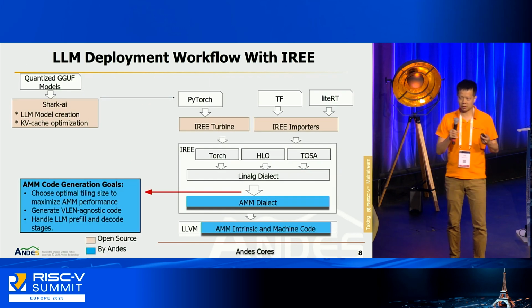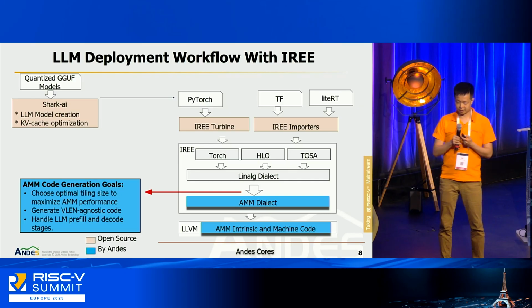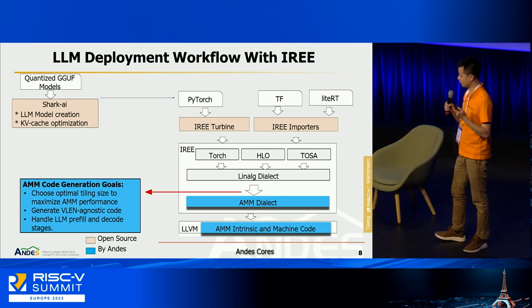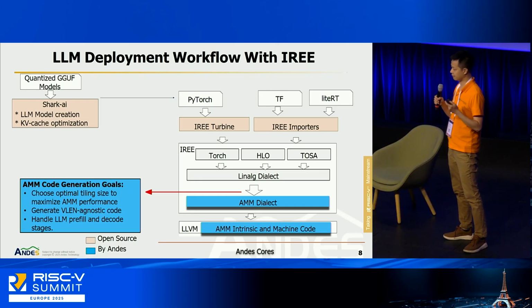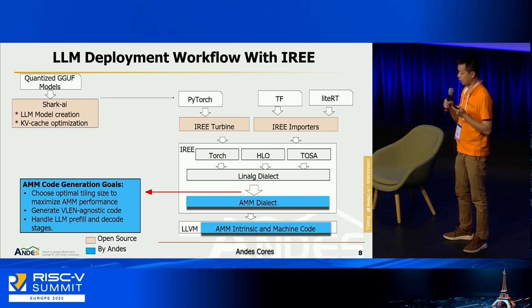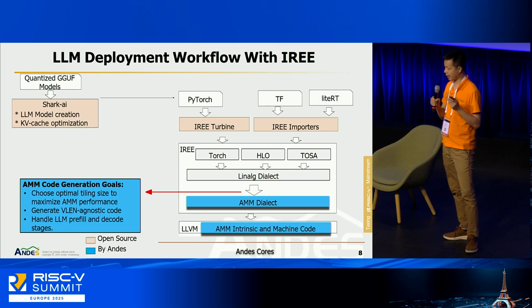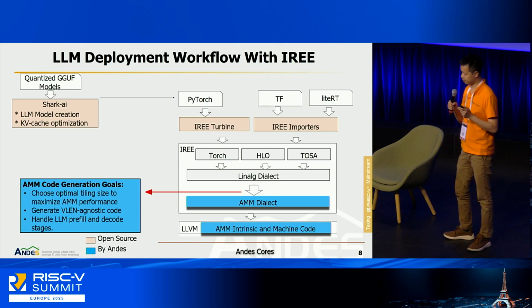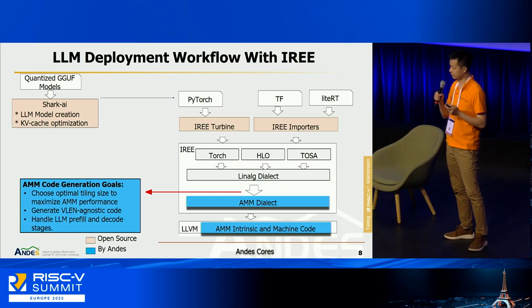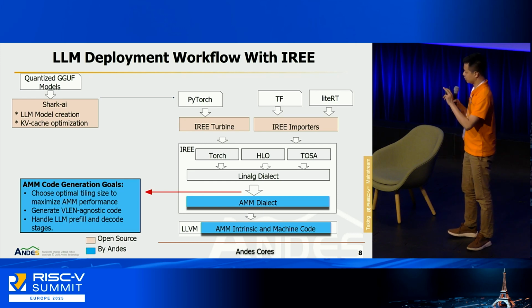So let's talk about the software stack for AMM. We have integrated the AMM code generation into the IREE framework and leveraged the open source tool SHARK AI to build AI models in PyTorch and add KV cache optimization. Then we use IREE Turbine, IREE's front end for PyTorch, to compile the models into the high-level torch dialect.